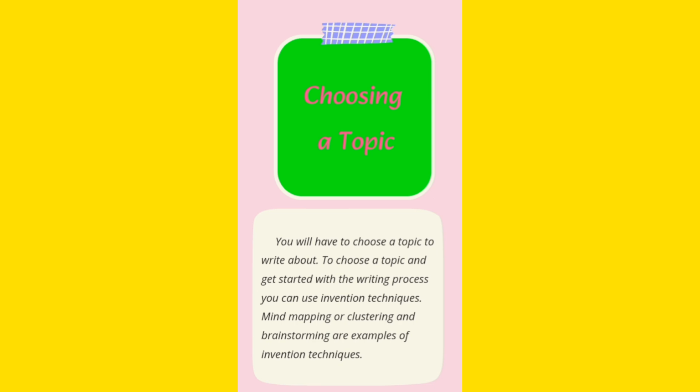Choosing a topic. You will have to choose a topic to write about. To choose a topic and get started with the writing process, you can use invention techniques. Mind mapping or clustering and brainstorming are examples of invention techniques. In the introduction to your paper, you will need to make a claim that sets your position in an academic argument, a so-called thesis statement.